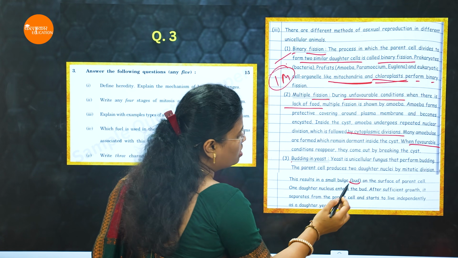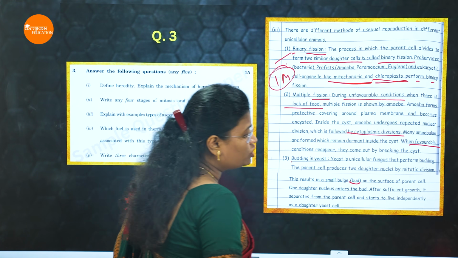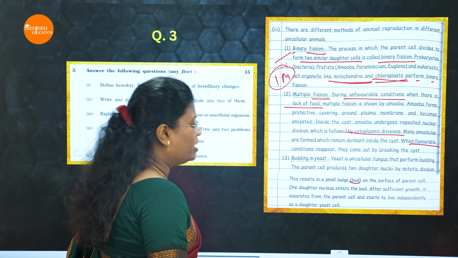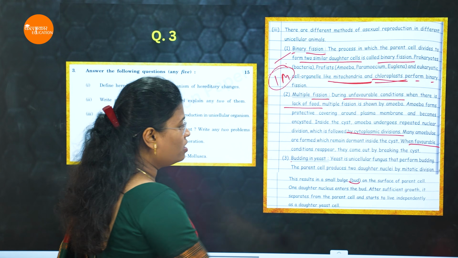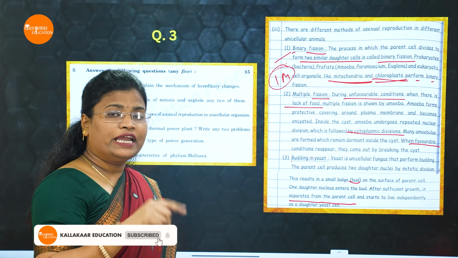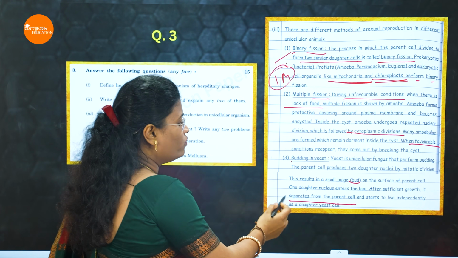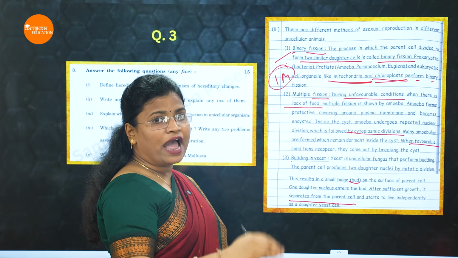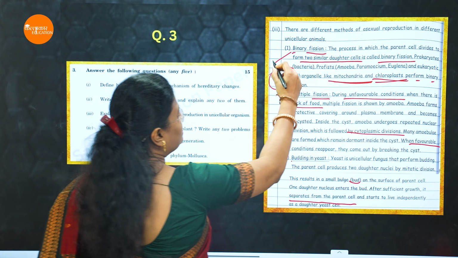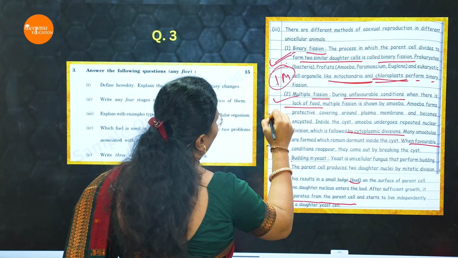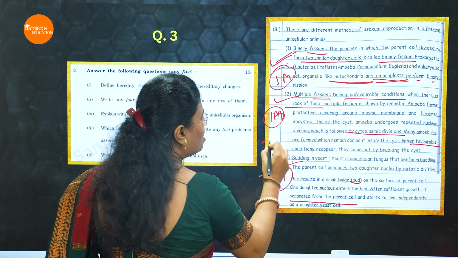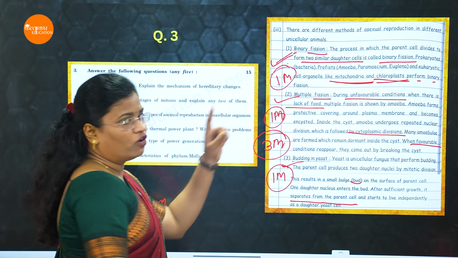One daughter nucleus enters the bud and after sufficient growth, it separates from the parent cell and starts to live independently as a daughter yeast. When that bud matures on the parent cell, it will separate from the parent cell and live independently in the environment. So for this point you will get 1 mark, for this point you will get 1 mark, and for this point you will get 1 mark. So total 3 marks you will get for this answer.